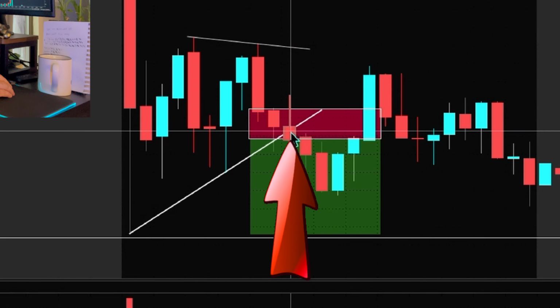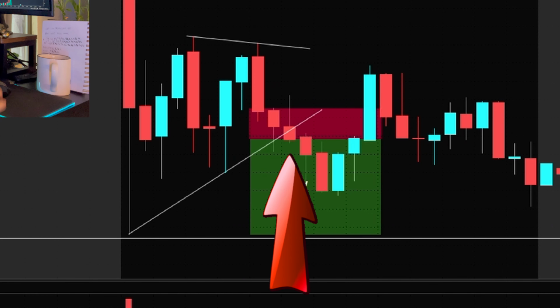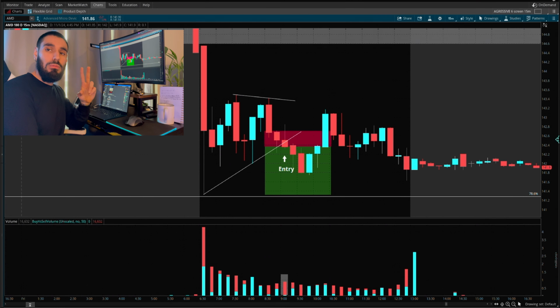What is this candle representing right here? This candle represents sellers are taking control. When there's a long wick to the upside, that just means at one point this was in buyer's control, but then sellers decided to step in and take control completely. That's reason number two. And reason number three is probably the best reason of all.